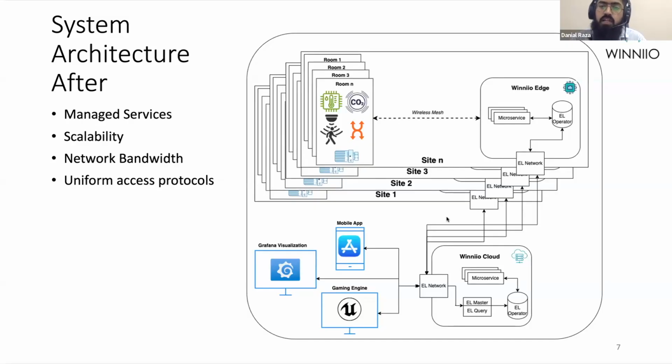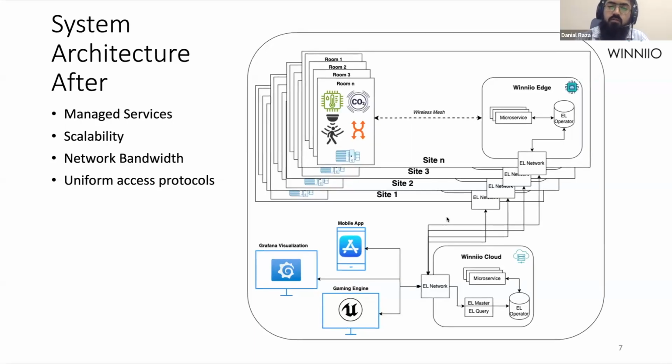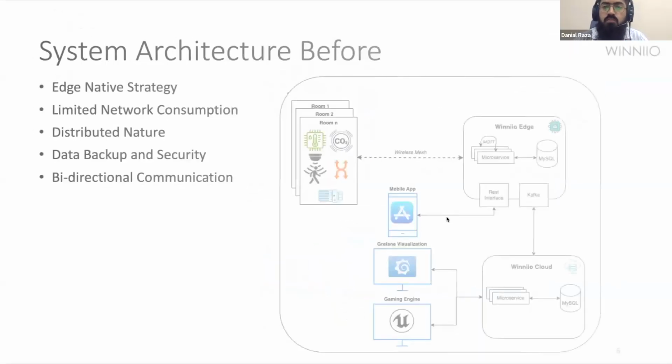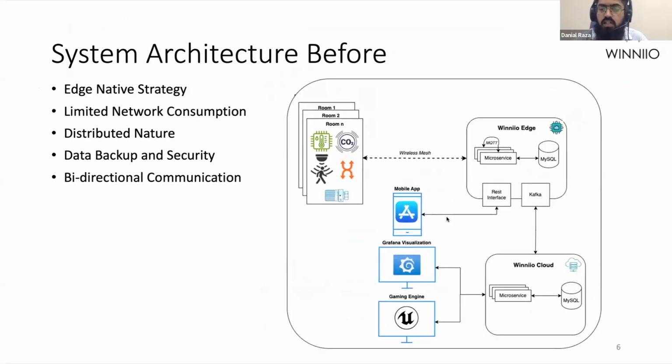Then comes the network bandwidth part. One of the main reasons for the network bandwidth bottleneck in the last architecture was that we had a mobile application. We were forced to connect the mobile application separately via a REST interface, which would get data directly from the edge device. And then we also had a Kafka streamer, which would stream data to the cloud so that the cloud can also back up, right?